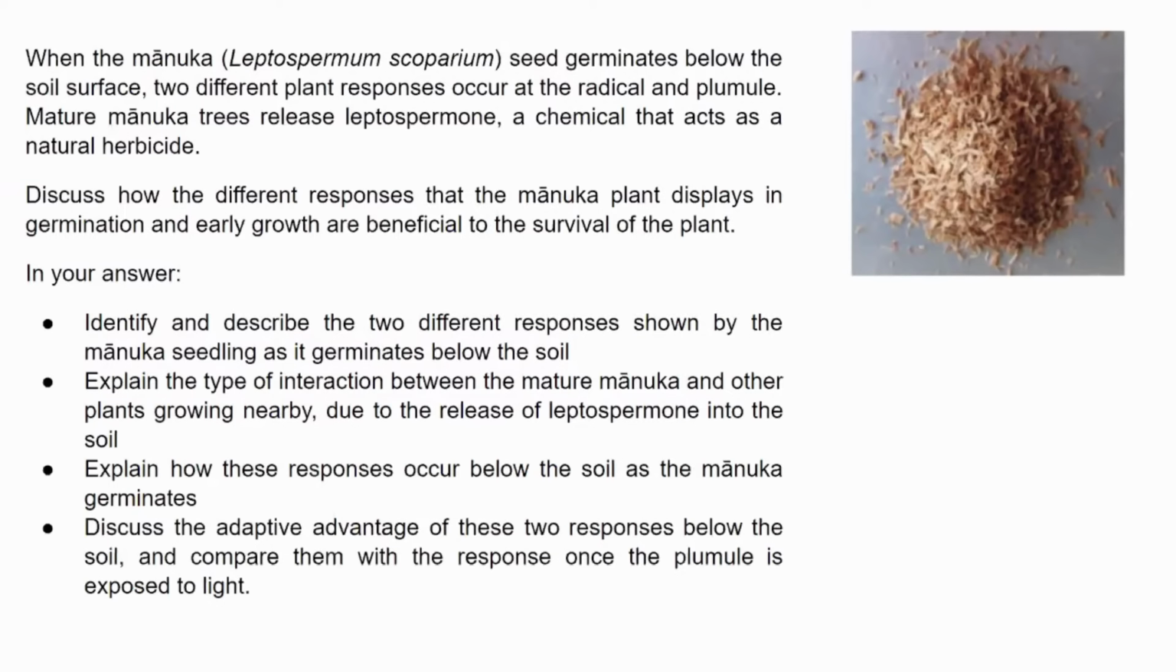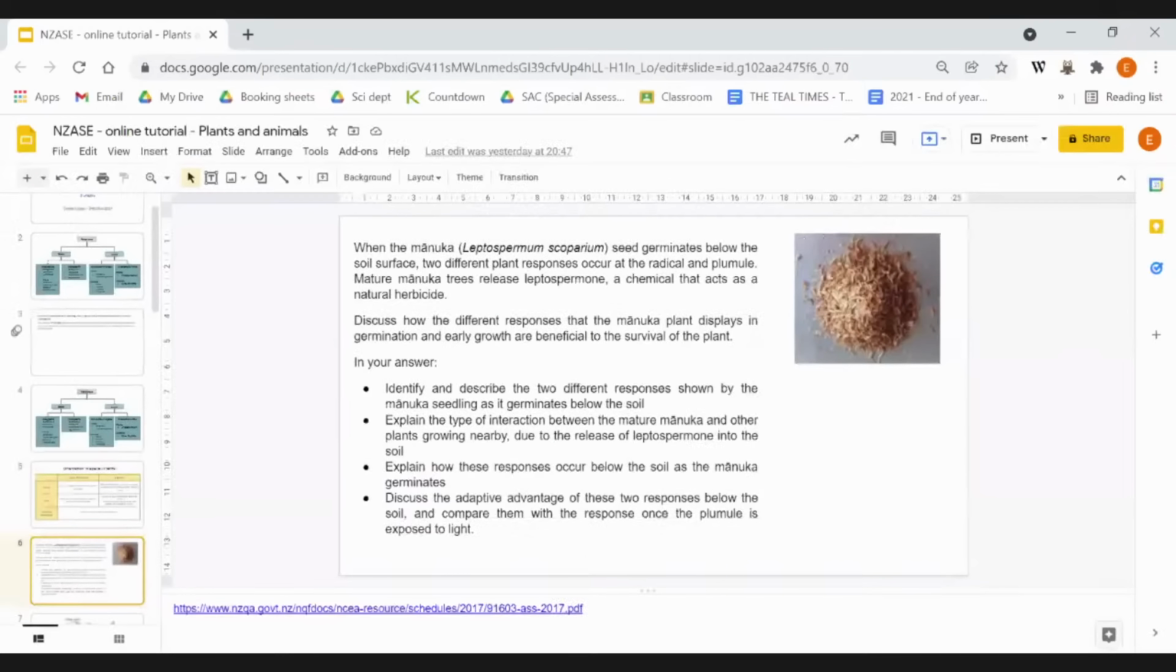So what we can do is have a look at the question and get a feel for how our framework fits within that: the how, the what, and the advantage. So identify and describe the two different responses shown by the Manuka seedling when it germinates below the soil. Again, it gives you that hint for below the soil. So we are going to be talking there about positive and negative geotropism.